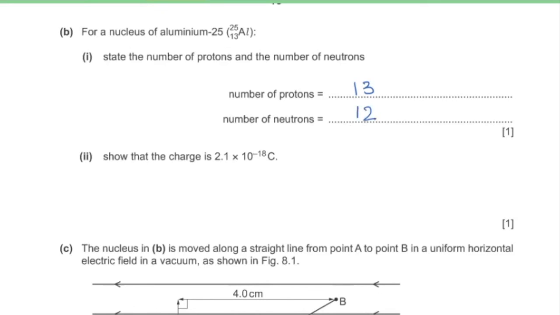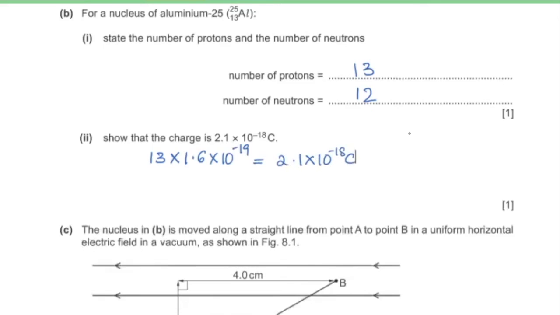Part 2: show that the charge is 2.1 × 10^-18 coulombs. So number of protons is going to be equal to number of electrons in a neutral aluminium atom. So the charge is 13 multiplied by the charge of a single electron, which is 1.6 × 10^-19. And that's how we get the combined charge on the aluminium nucleus.